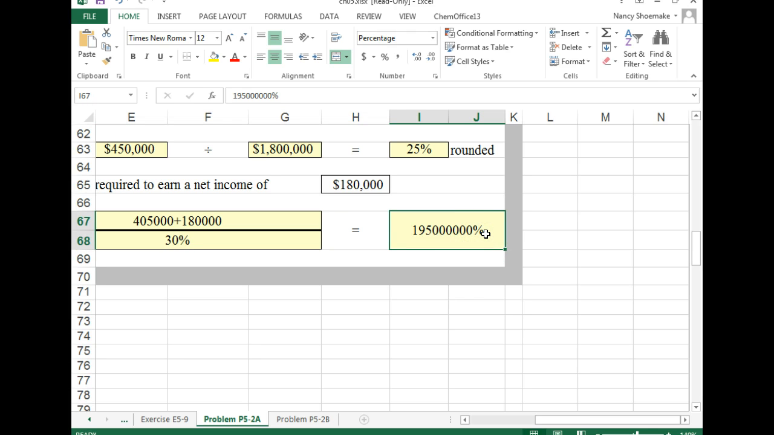It's not liking me. How about this? 405 plus that divided by, yeah, that's what it's got to be, 1,950,000. Sorry about this template.